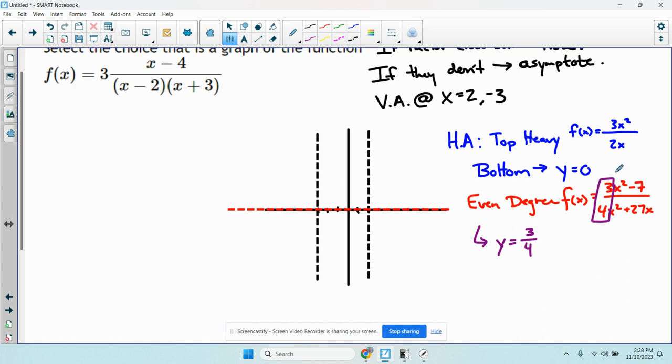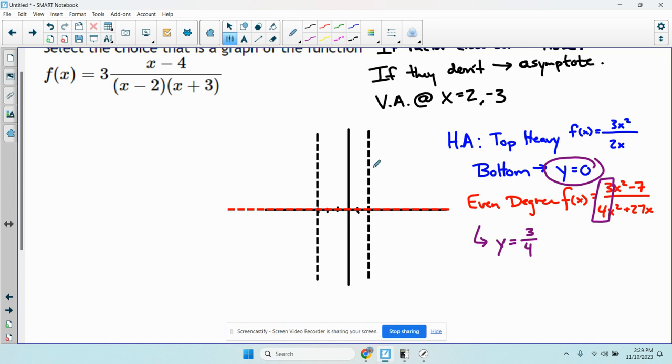Basically, if I put a really, really big number in for x, like a million, I'm going to have on the top 3 times a million squared minus 7 over 4 times a million squared. This is basically going to be about 3 over 4. 3 with 12 zeros after it, and a 4 with 12 zeros after it. So it reduces to just 3/4. So when the degrees are even, it's just the ratio of the coefficients. So in this case, here's where we are. The horizontal asymptote is y equals 0.